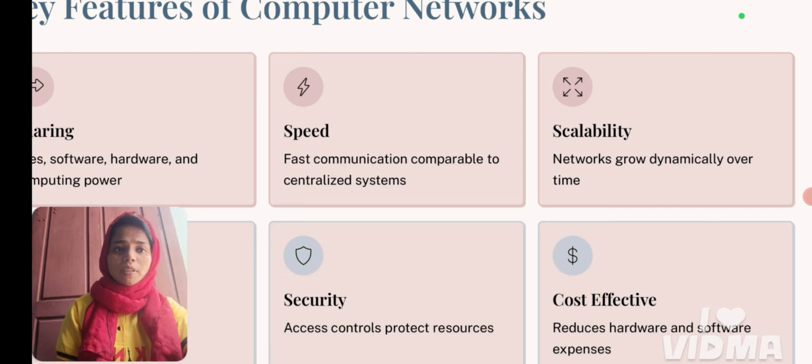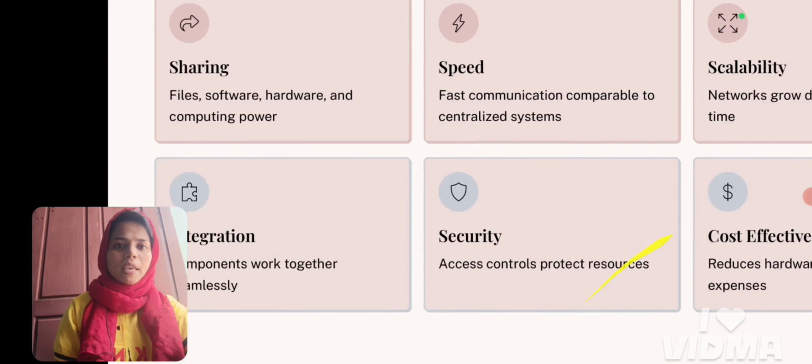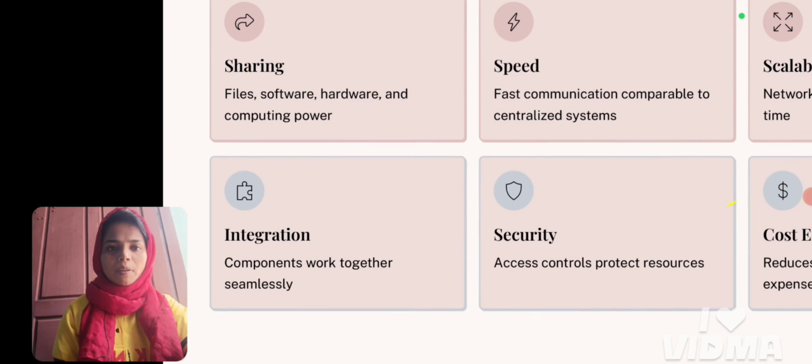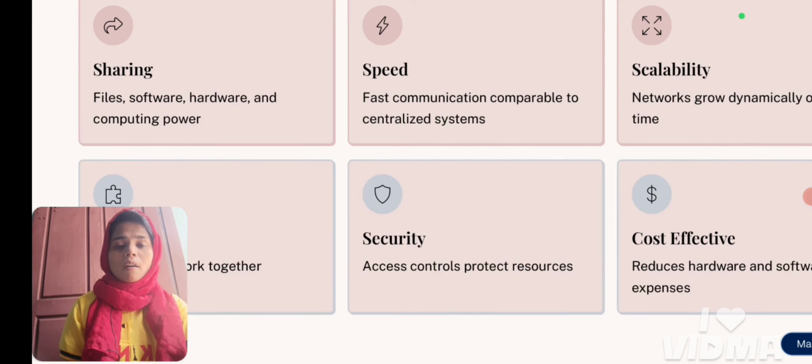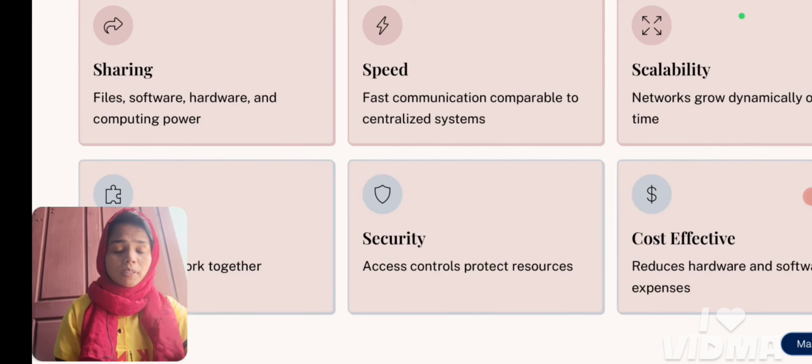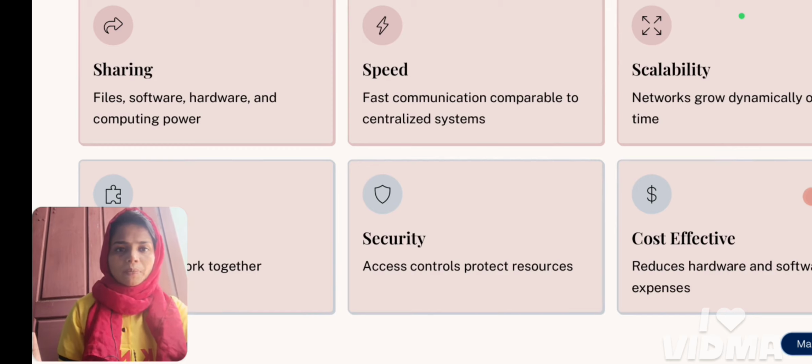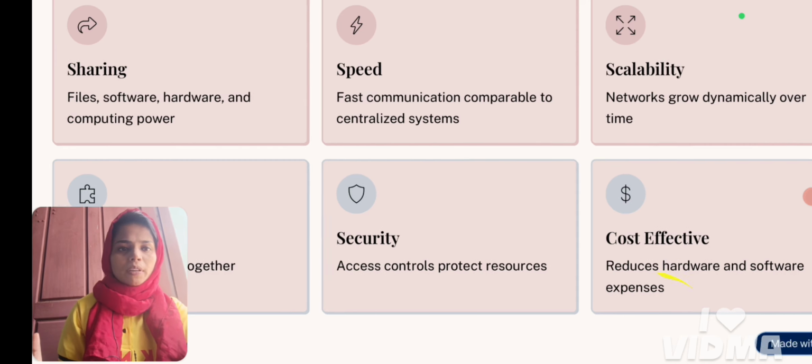Then scalability. A network grows dynamically over time. That means scalability means it wants to expand. It is not limited, and it will never stop at a point. It expands day by day, that is called scalability. Then integration. Integration means if I want to share information, two devices want to integrate, that means connect with each other, that is called integration. All the computer systems are integrated at one point, that is called networking.